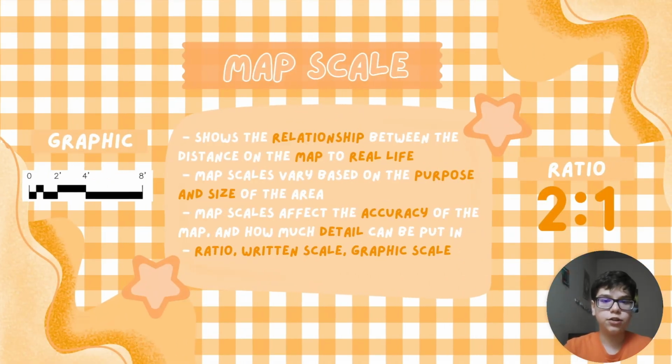Map scales show the relationship between the distance on the map to real life, which is basically saying the map scale is how much the square on your map compares to the square in real life. Map scales vary based on the purpose and the size of the area. And I actually got a question on this next one in the AP exam, so you're really going to want to pay attention to this: map scales affect the accuracy of the map and how much detail can be put in the map.